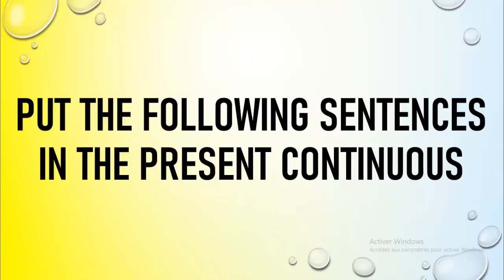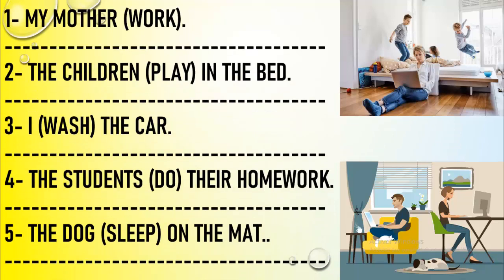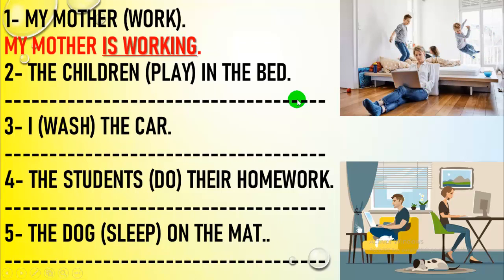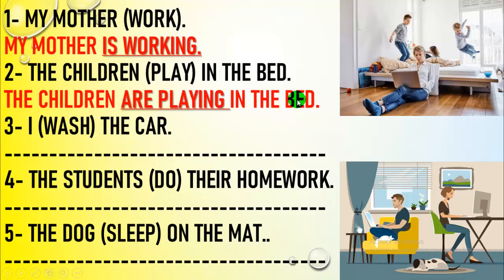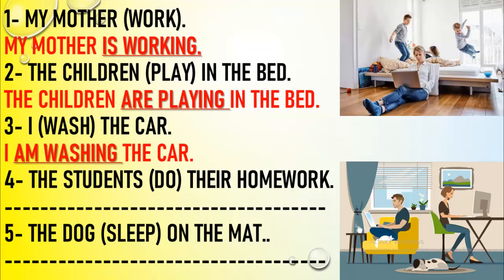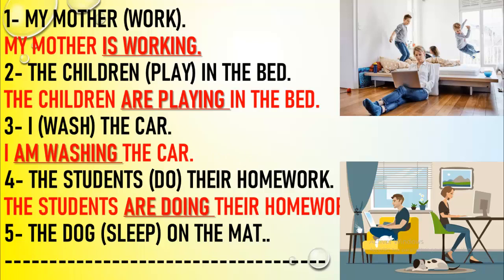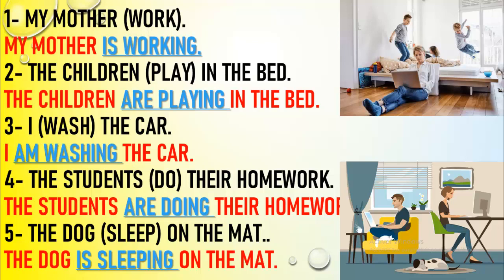Put the following sentences in the present continuous. My mother to work, the children to play, I wash the car, the students to do their homework, the dog to sleep on the mat. Here is a dog sleeping on the mat. And here are children playing, mother walking. Come on. Number 1, my mother is walking, the children are playing, I am washing the car, the students are doing their homework, the dog is sleeping. Present continuous.